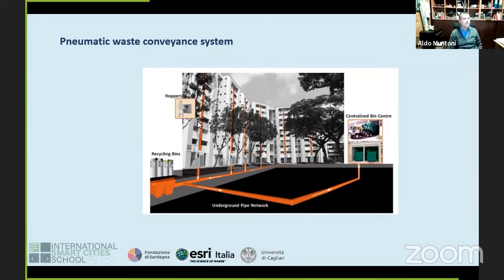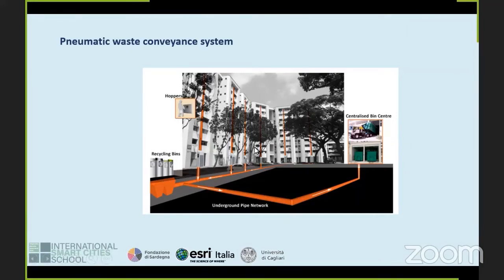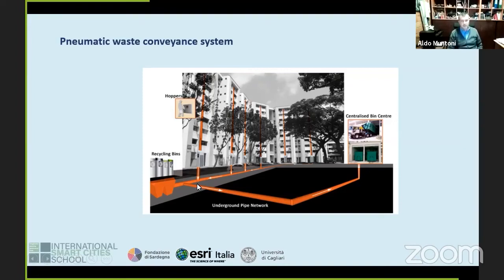Okay, so if you use this with paper and plastic, you can use it, because these are light fractions, the density is very low, and they can be transported by the air. But if you think about food waste, it's impossible. Food waste is very heavy, and it also makes the walls of the pipes dirty, so it's very difficult to apply this system with mixed waste, and of course with glass, which is heavy, etc.